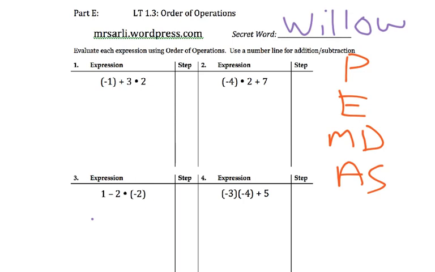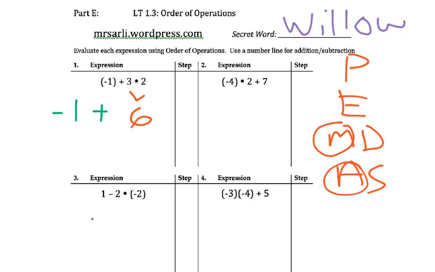Alright, so if I look at expression 1, I've got negative 1 plus 3, and that dot right there is multiplication, so 3 times 2. A mistake would be to start off with negative 1 plus 3, because in order of operations, multiplication comes before addition. So I'm going to start by doing 3 times 2, which is 6. And then I'm going to bring down the negative 1 and the addition sign.